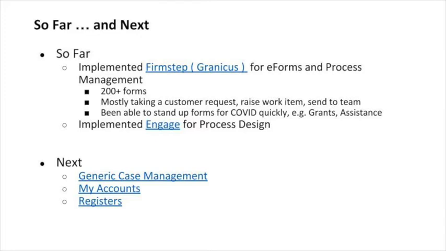So Granicus have come in and assisted us with providing e-forms and some process management. We put over 200 forms onto our website, which I think has been a success, and it's been very good in terms of getting forms and advice to our customers on the COVID situation very quickly. So we've been able to stand up grants, applications, and other assistance, as well as shielding payments and other types of COVID assistance.